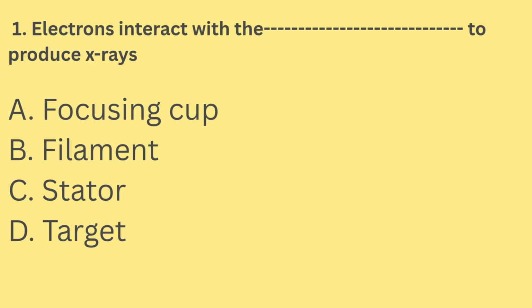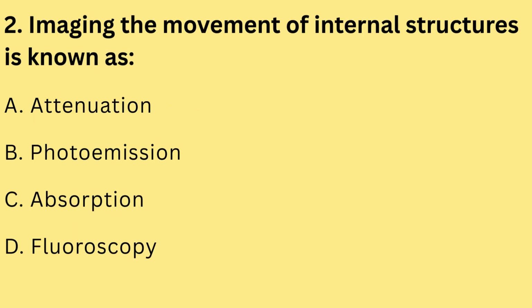Question number 1. Electrons interact with dash to produce X-rays. A. Focusing cup. B. Filament. C. Stator. D. Target. Answer is D, target. Question number 2. Imaging the movement of internal structures is known as A. Attenuation, B. Photo emission, C. Absorption, D. Fluoroscopy. The answer is D.